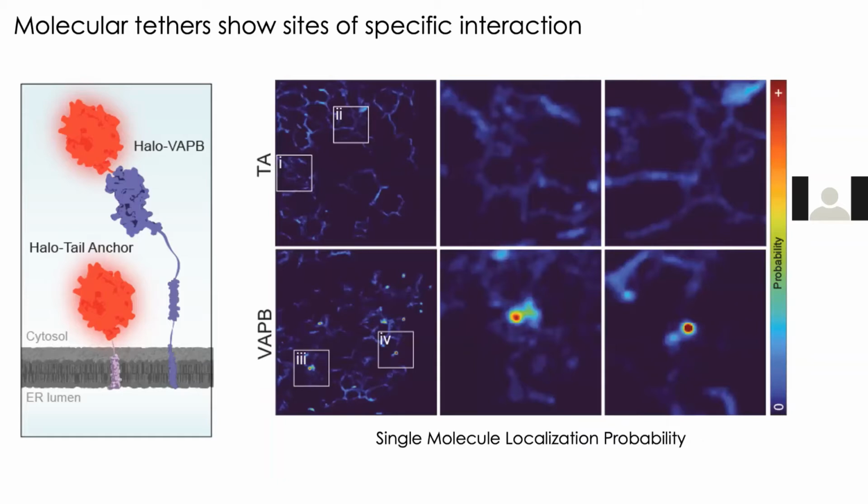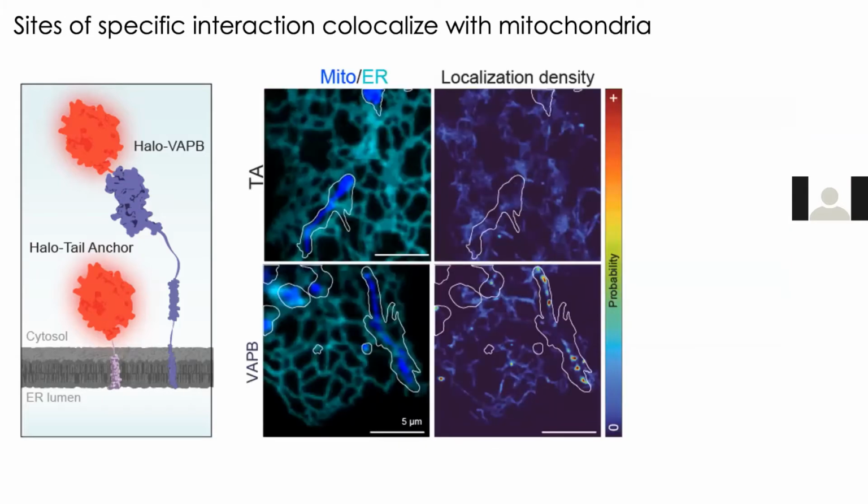And what you see is that in a conventional tail anchor, while this probability is uniformly distributed over the structure throughout space and time, in the ER to mitochondria tethering protein VAPB, you get the transient formation of hotspots as individual tethers are formed. And as you might expect, since this is an ER to mitochondria tethering protein, the vast majority of these co-localize with the mitochondria if you add an additional channel and image where those are.